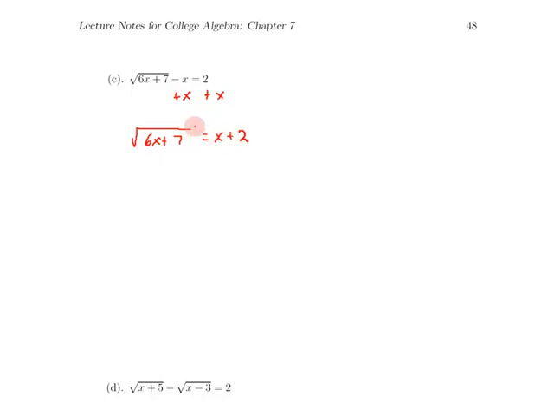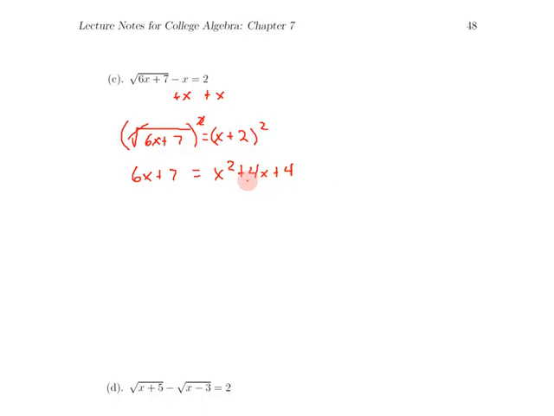Now in order to simplify, to get rid of the radical, I need to square both sides. I'm going to take this and raise it to the second power, and this and raise it to the second power. On the left-hand side, square and radicals will cancel. I'm left with 6x plus 7. On the right-hand side, I have x plus 2 times x plus 2, which you'll remember you always have to FOIL whenever you have a binomial squared. So I end up with x squared plus 4x plus 4.